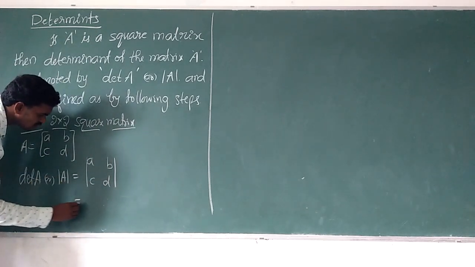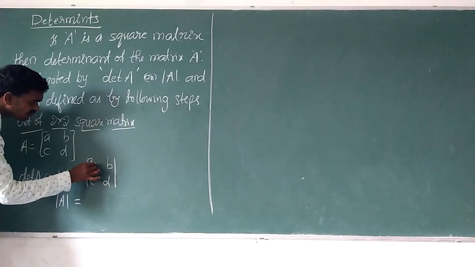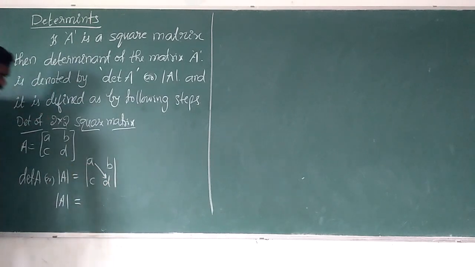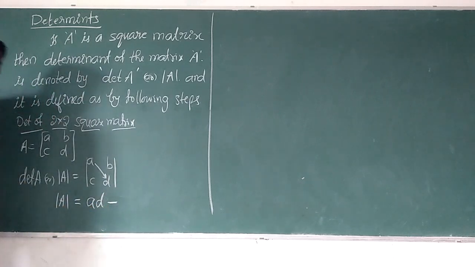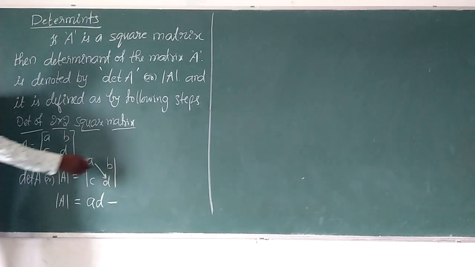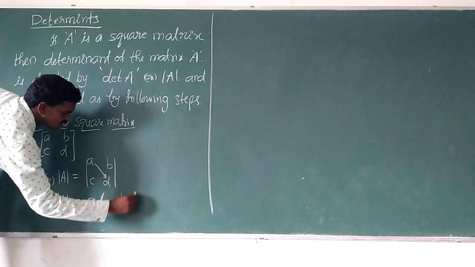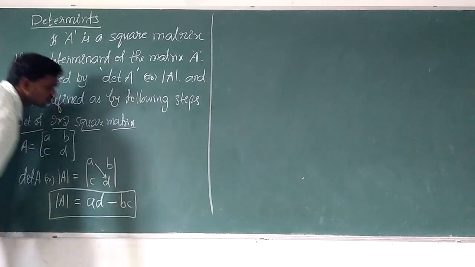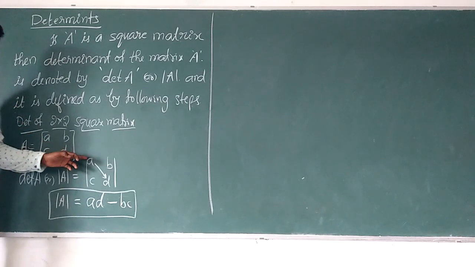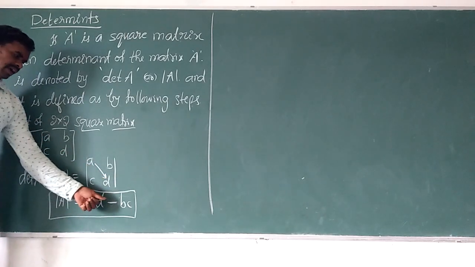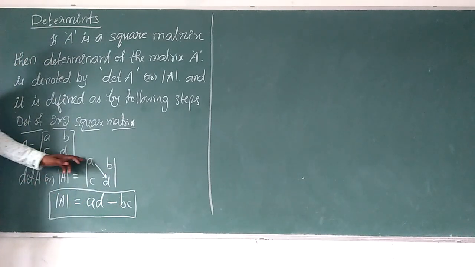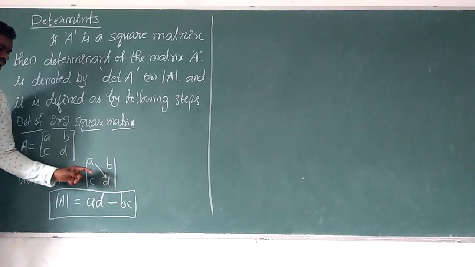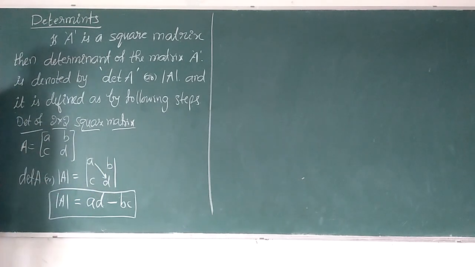And which is equal to, see, first element and last element multiplied, A into D becomes AD. Next minus, multiply the remaining terms, B into C. Just remember this for a 2 by 2 matrix: multiply the first element and last element, take minus, and multiply the second element and third element. AD minus BC. First AD, then BC, and put minus in between. So this is treated like a formula.